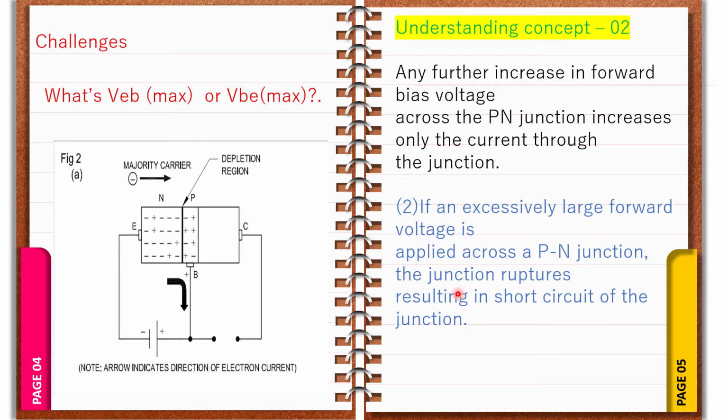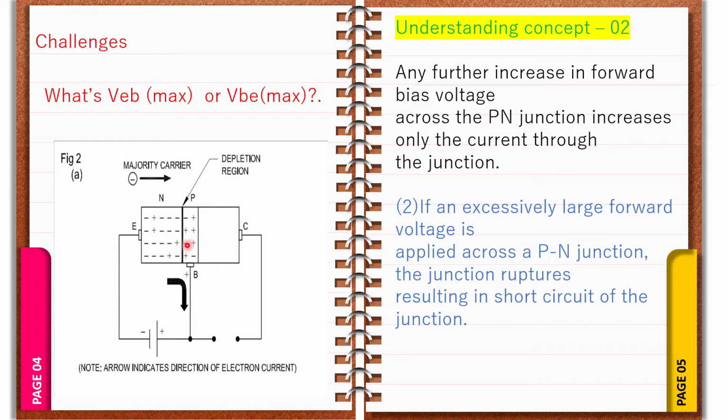So in case number 3, if we keep on increasing this source voltage further, what will happen to this PN junction? It will rupture. It will become a short circuit, it will burn out. This obviously happens.